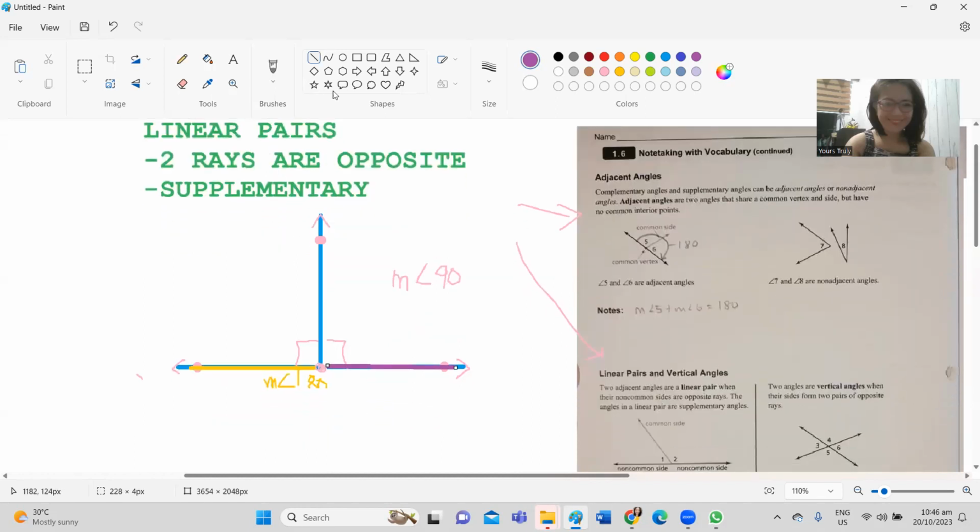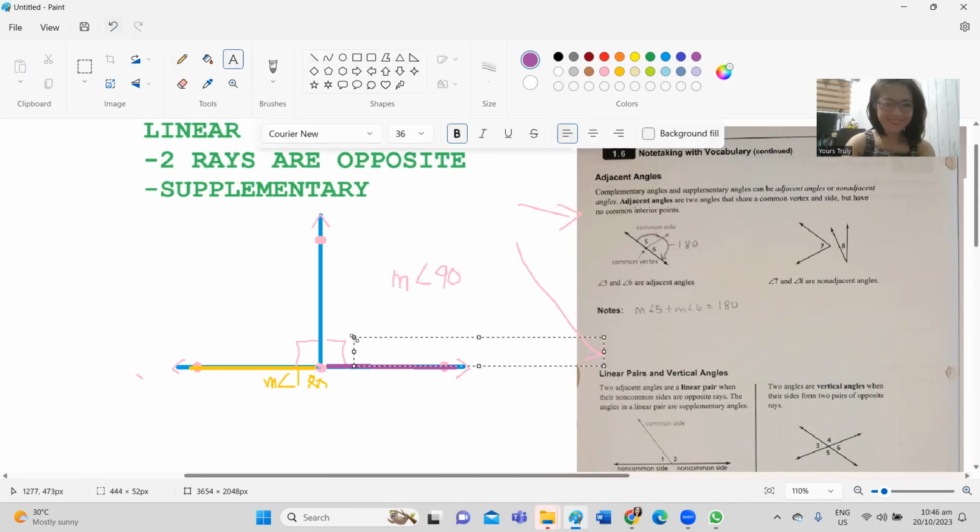So when two opposite rays meet together and they form a straight angle, they become supplementary. Say we got a line here. They have a common side. Let's use this as an example. They become supplementary, right? Because there are already two angles. Let's name the angles here first. This is angle 2, and this is angle 1.